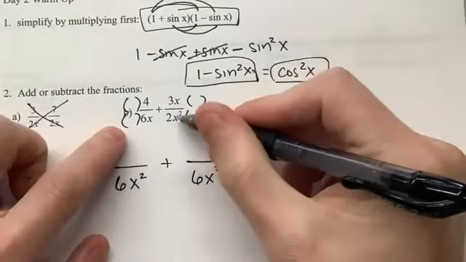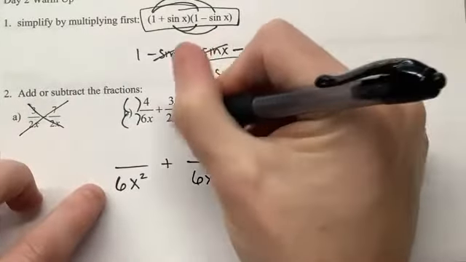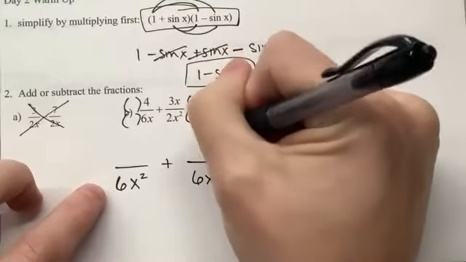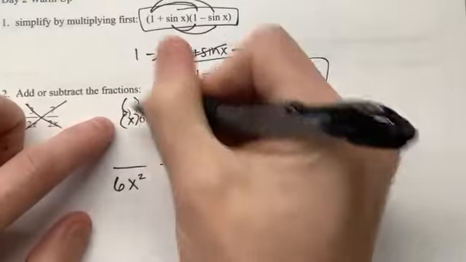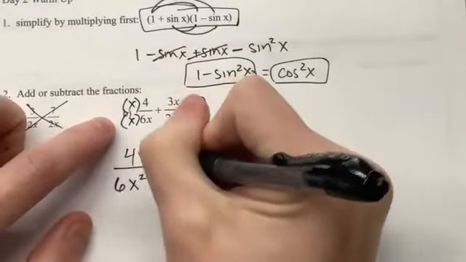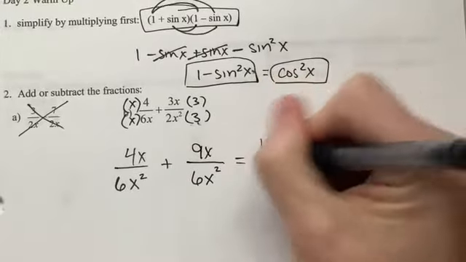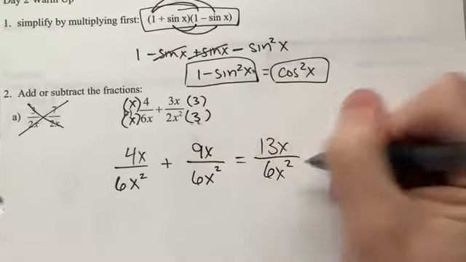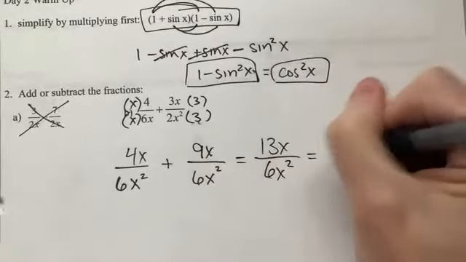So this right here, this one I need to get multiplied by 3 to make 6x squared. So I multiply the top by 3 and get 9x. And then this would just need to get multiplied by x to make 6x squared. So I'd multiply the top by x and get 4x. And then once you get here, you just add the top and then keep the denominator the same. And then you could reduce the x's. So you could reduce this to 13 over 6x.